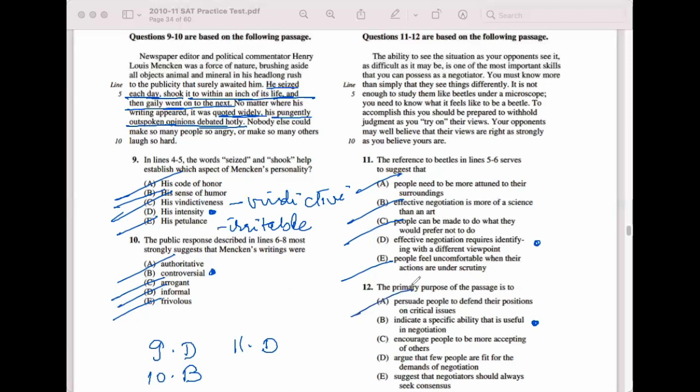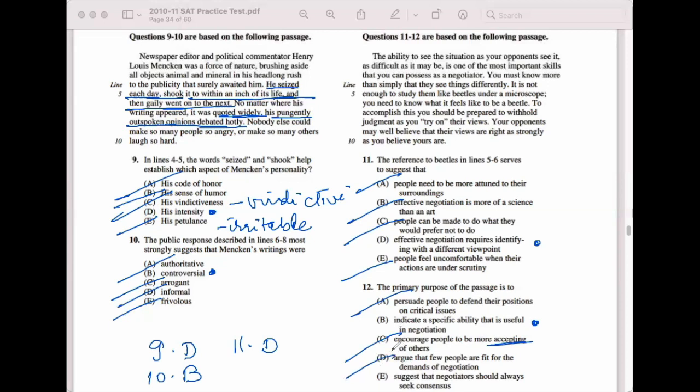Option C, encourage people to be more accepting of others. To be able to think like they do and to use this as an advantage is not to accept them, right? So C kind of distorts what the passage is saying. Option D, argue that few people are fit for the demands of negotiation. There is no mention of the kind of people that are fit for this task. It's only about this specific trait that is useful.